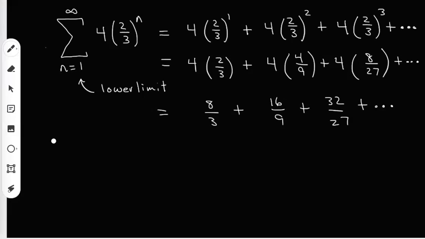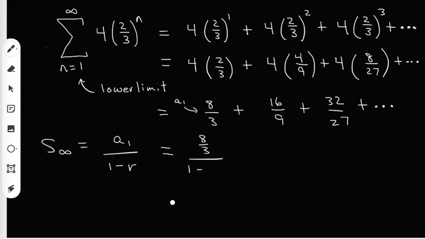So now what I can do is I can use that infinite series formula where I have a1 on top and 1 minus r at the bottom. So to start off with, a1 at the top is going to be the first term in the series. So that's going to be this. This is going to be a1, 8/3. That's the first number in my series.